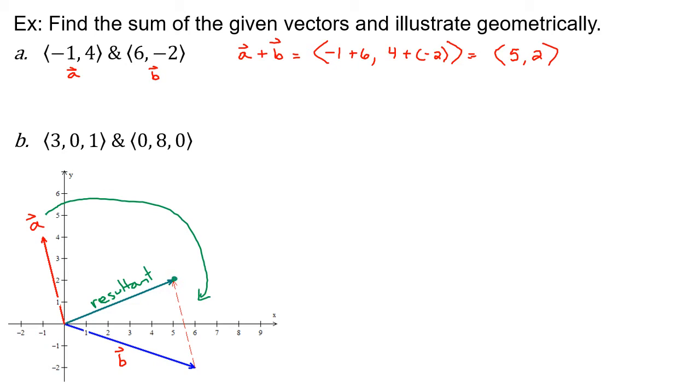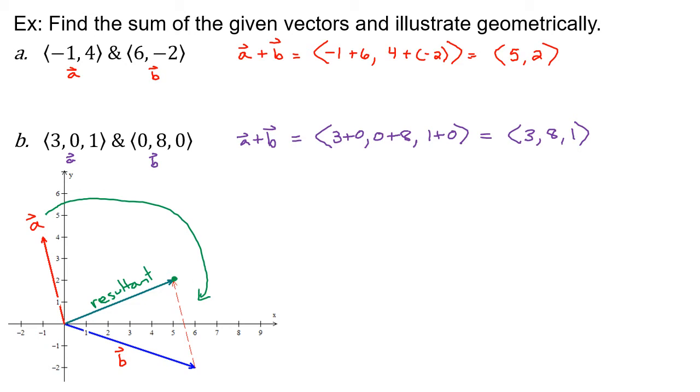And I can do the same thing with the next pair. If I call this one A and this one B, then A plus B would be 3 plus 0, 0 plus 8, and 1 plus 0. Well, that's kind of nice, a bunch of zeros. So we get 3, 8, 1. And that would be my resultant.